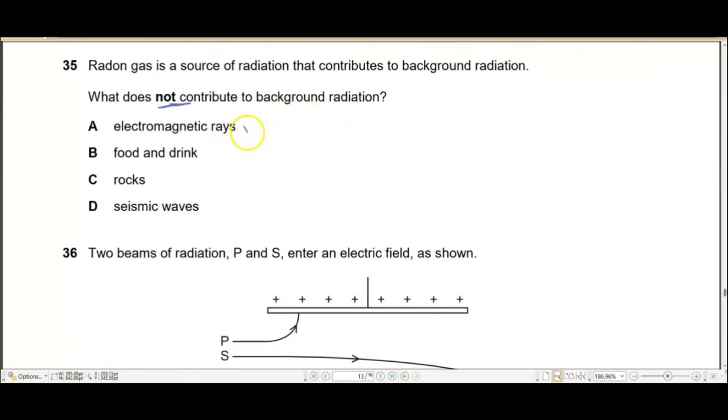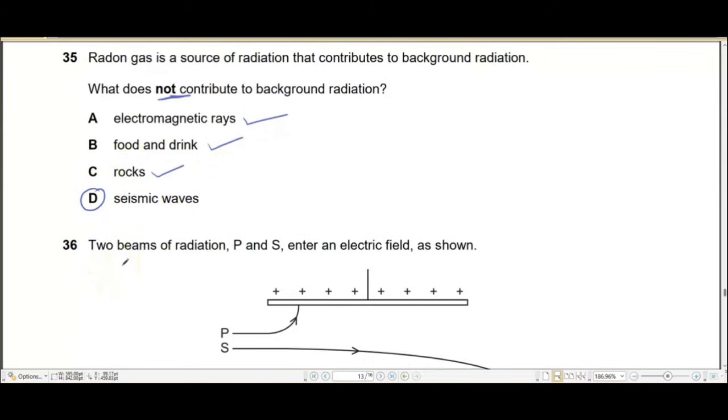Electromagnetic rays do contribute to the background radiation. Obviously, food and drink also do. Rocks also do. Seismic waves, on the other hand, have nothing to do with the background radiation. So D is going to be our correct option.